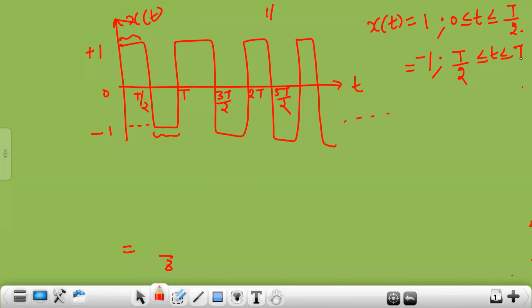Now you write the formula for calculating the power. What was the formula to calculate the power? P is equal to limit T tends to infinity, 1 by capital T, integral from -T/2 to +T/2, mod x of t the whole square dt. So this was the formula to calculate the power which we have gone through in our theory part.